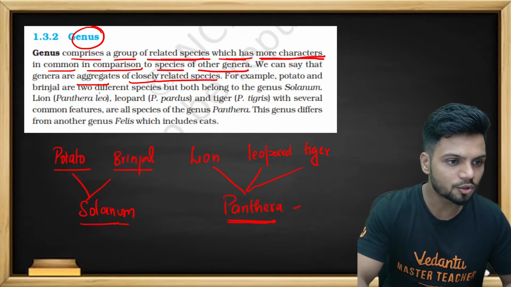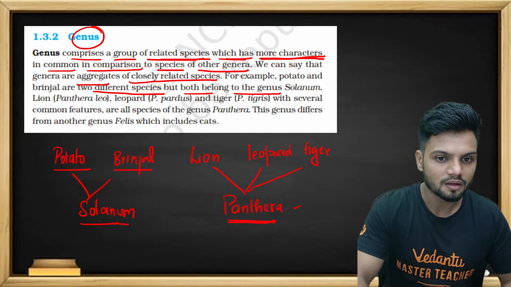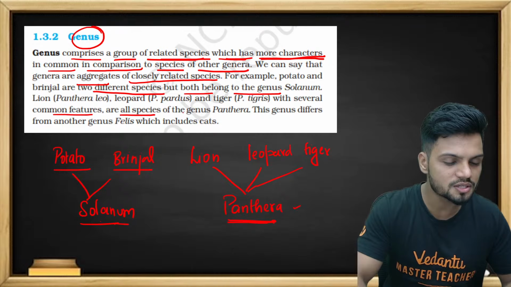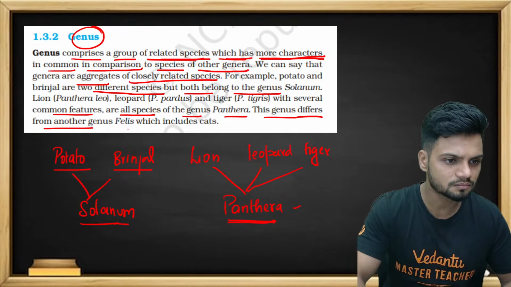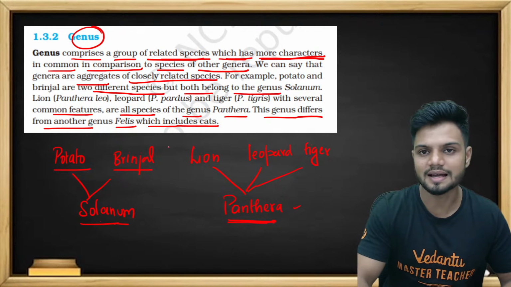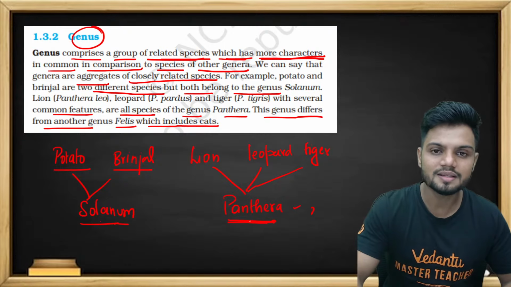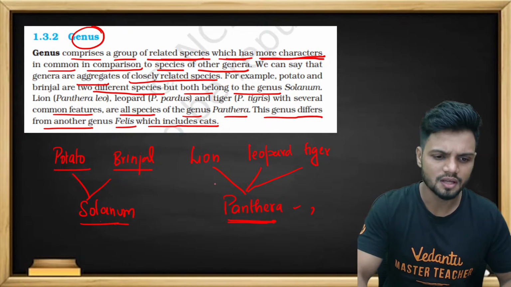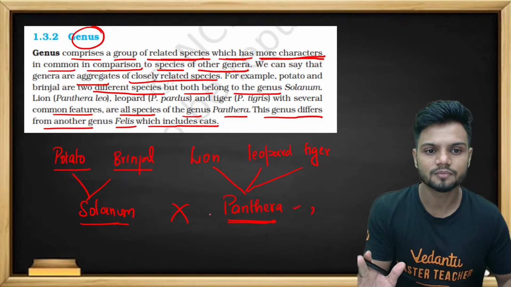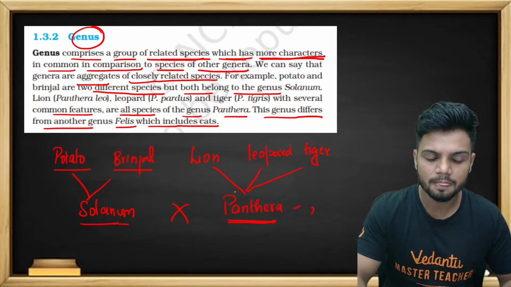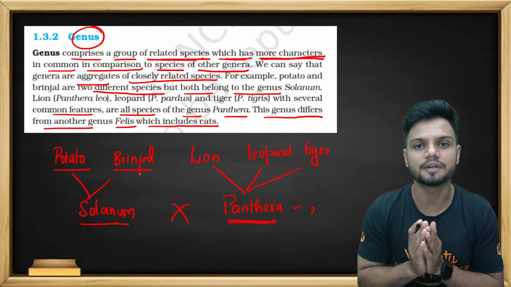That is, two different species belong to the same genus with several common features. All species of the genus Panthera differ from another genus, Felis, which includes cats. So Panthera is different from your other genus. Obviously, your Solanum is different from Panthera. That's all that I can tell you. So two genera are very different from each other, and each genus will have multiple species, and multiple species will have common features.